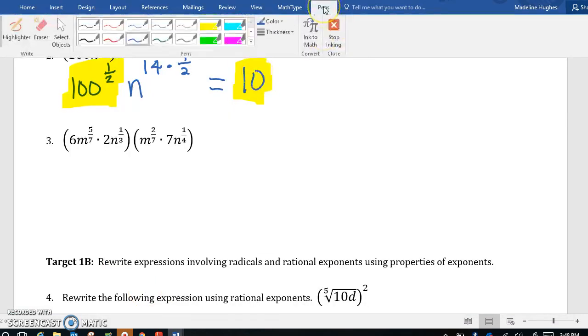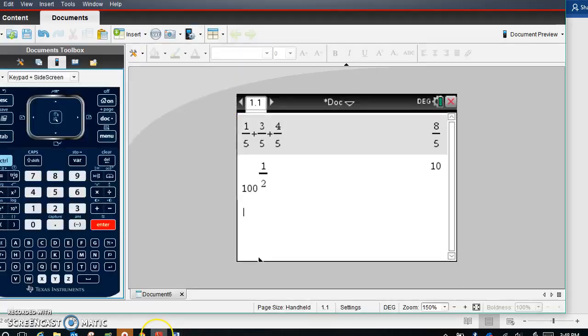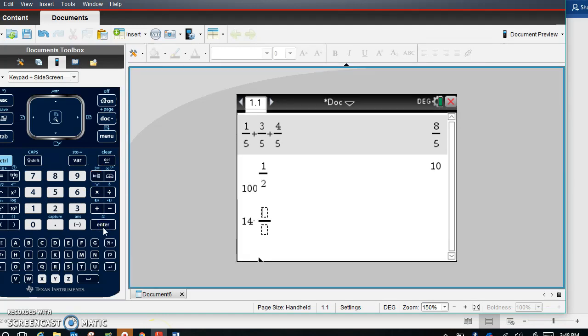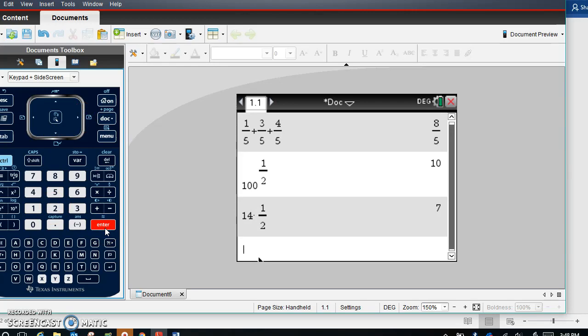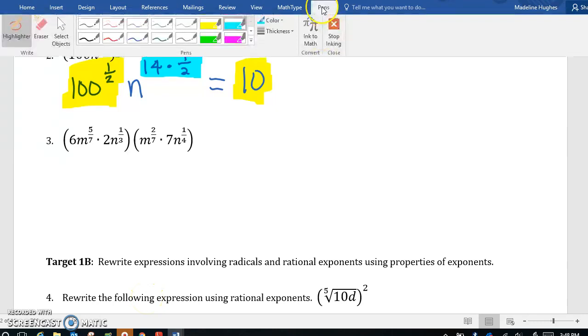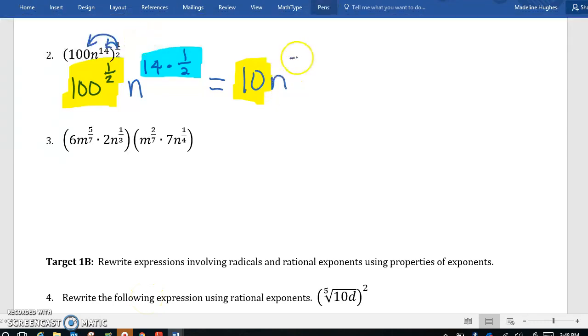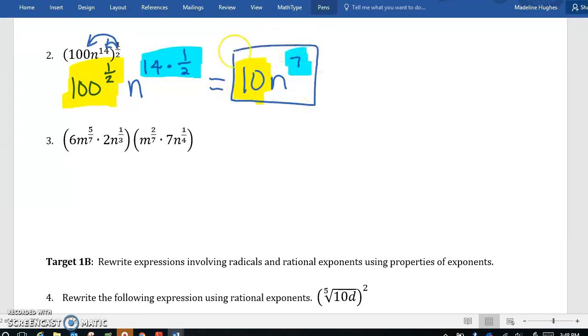And then I'm going to put just the exponent of the n in the calculator. So 14 times 1/2. So over here, 14 times fraction button 1/2. Enter, and we get 7. So this exponent, we still have n as our base. The exponent is 7. We'll highlight that there. And then that means this 10n to the 7th is our final answer.